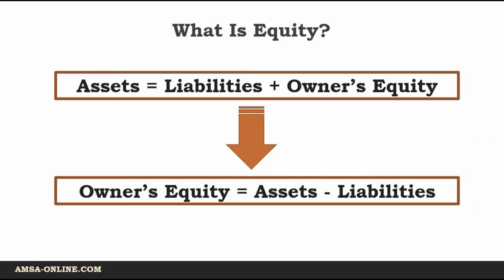The difference is equity. The accounting equation represents the relationship between the assets, liabilities, and owner's equity of a business. And the accounting equation is assets equal liabilities plus owner's equity. And in other words, owner's equity is equal to assets minus liabilities.